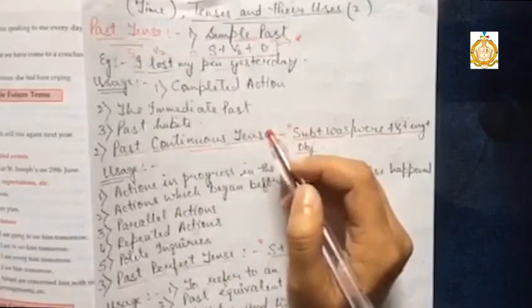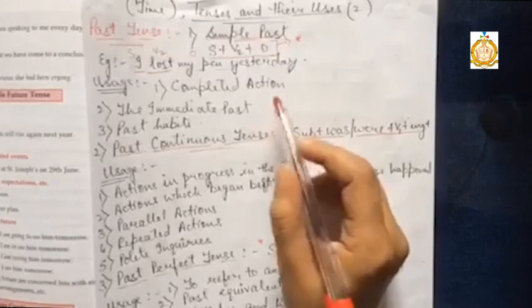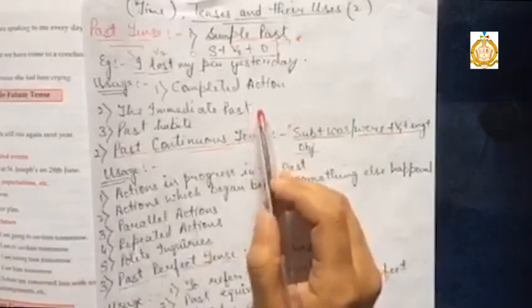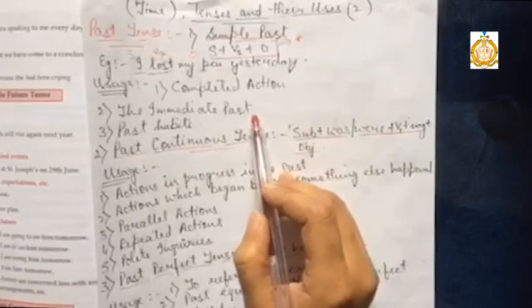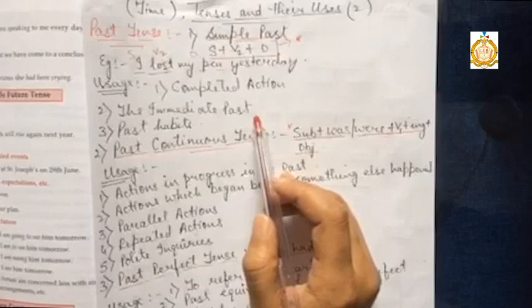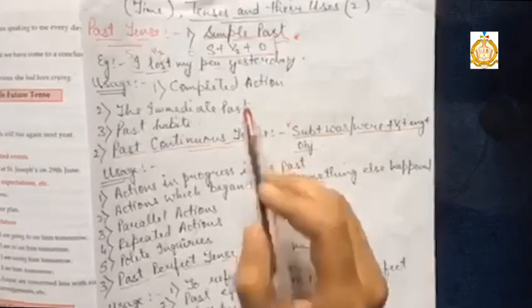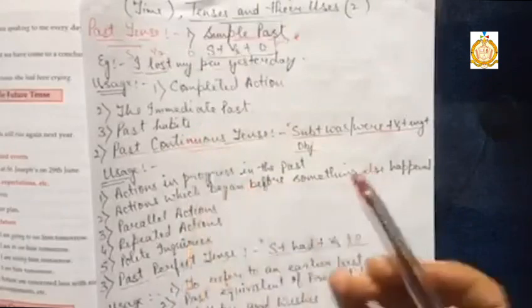Now where is this simple past tense used? It is used to show the actions which are already completed. Then it is used to show the immediate past, the action which you have recently finished. That very action will be shown by using the past tense over there. Then past habits. Next comes the past continuous tense.